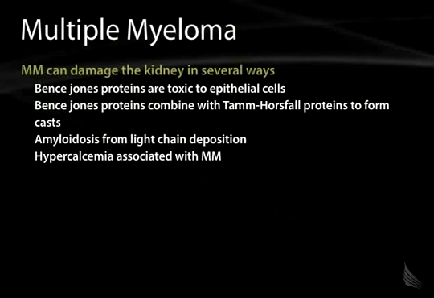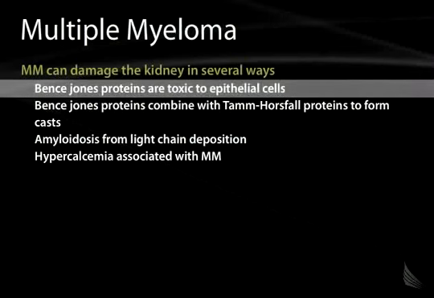A particular cause of tubulointerstitial diseases is multiple myeloma or plasma cell myeloma. Now, remember, in plasma cell myeloma, you have excess production of immunoglobulins from neoplastic plasma cells. The light chains that are produced by these plasma cells are called Bence-Jones proteins, and they tend to get released in the urine and deposit in the kidneys. When they deposit in the kidneys, they're toxic to the epithelial cells and can cause tubulointerstitial nephritis.